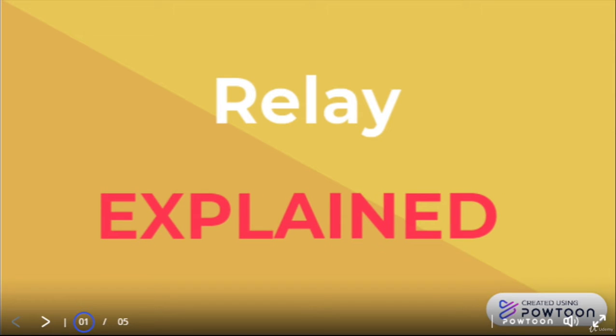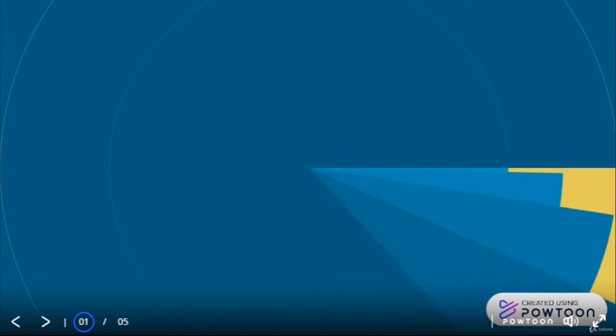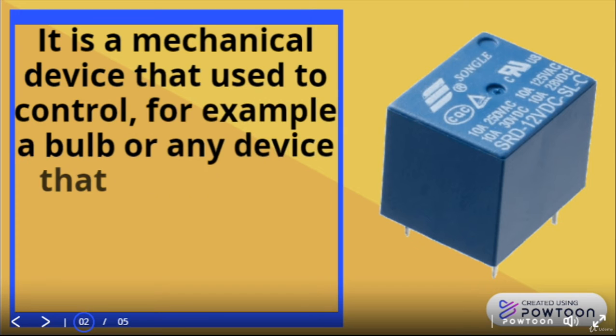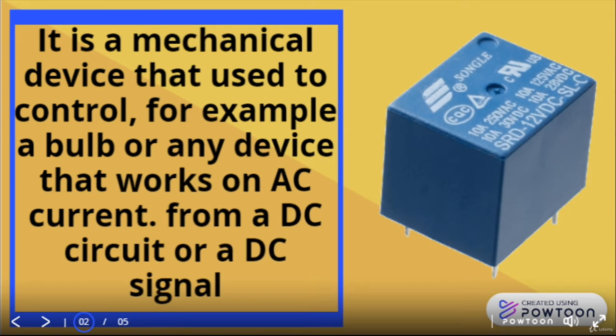Relay explained. In this video I'm going to explain the electronic component relay, how it works, and how we connect it into the circuit. It is a mechanical device used to control, for example, a bulb or any device that works on AC current from a DC circuit or a DC signal. So that is the relay that exists in this image.